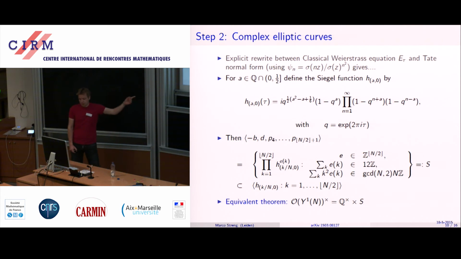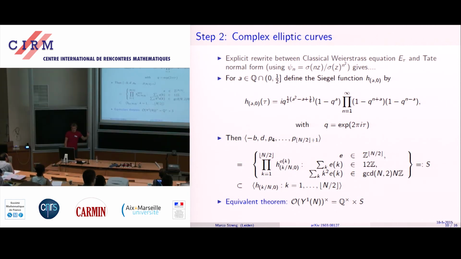It's a subgroup of that given by the number of factors has to be divisible by 12. And if for each factor you take k squared and you sum that, then it has to be divisible by n if n is odd and by 2n if n is even. So this is another way of writing that same group, and then that means that the theorem that I mentioned twice before is now equivalent to proving that the group of modular units is q star times exactly this group S of functions of this form.